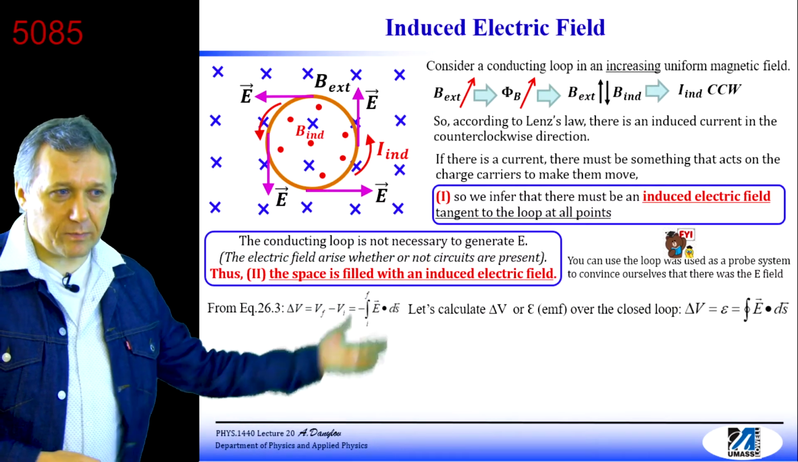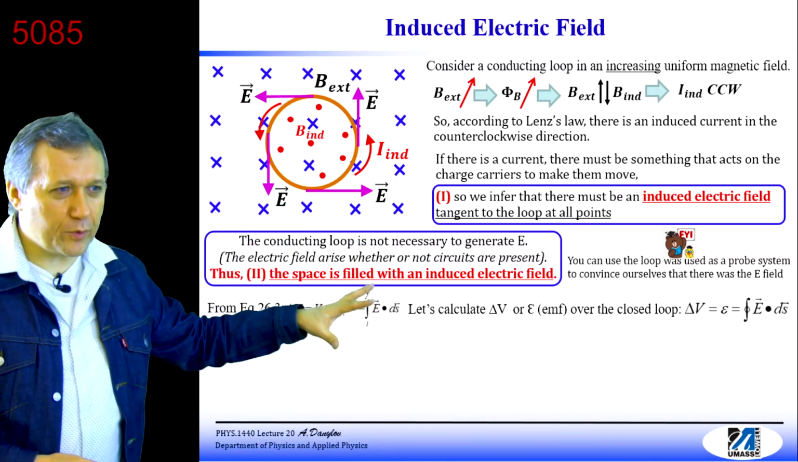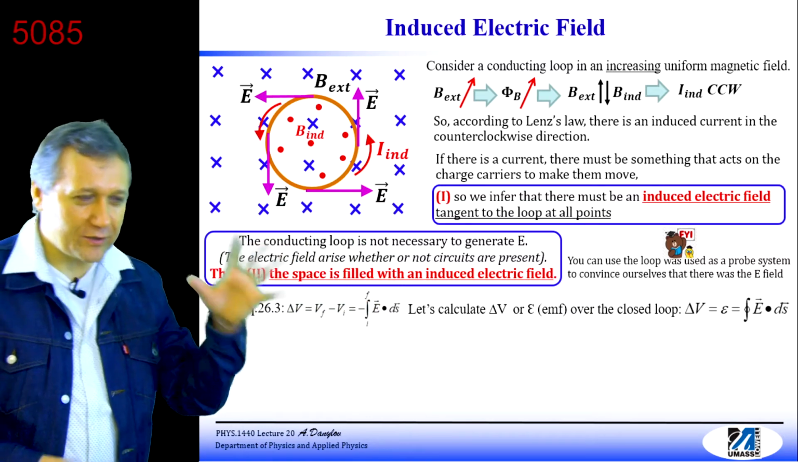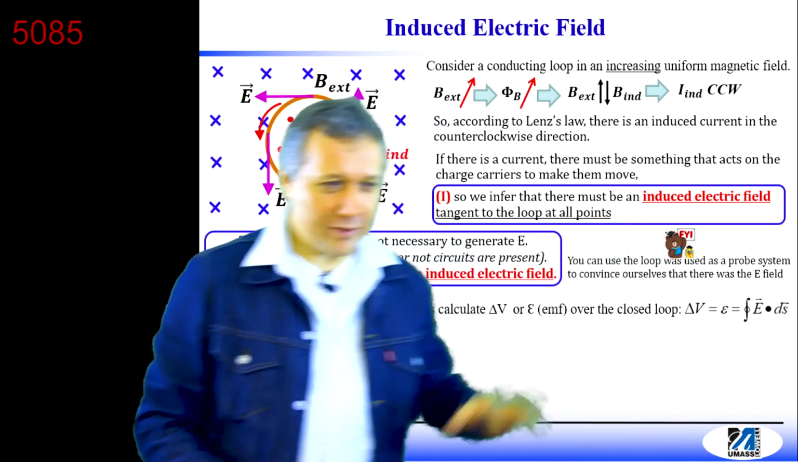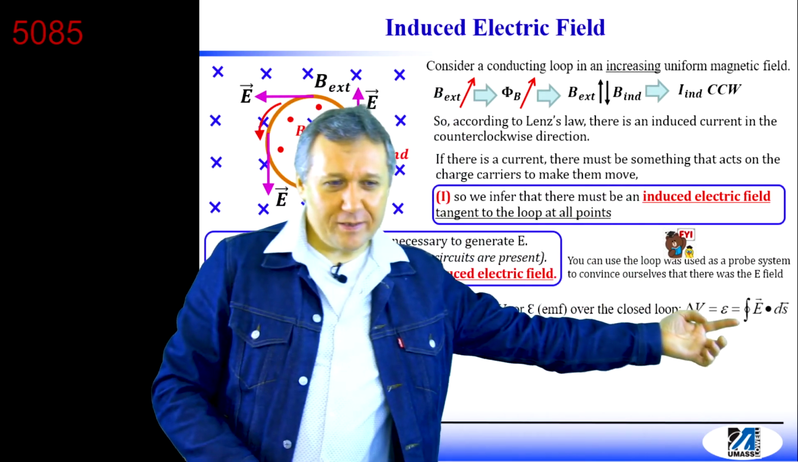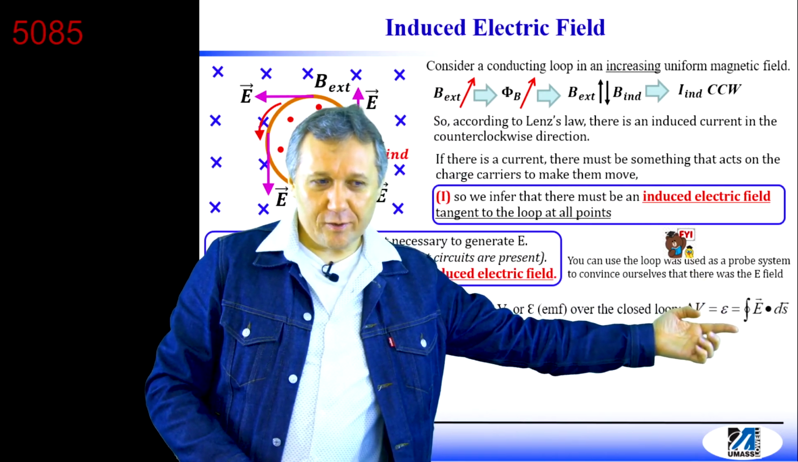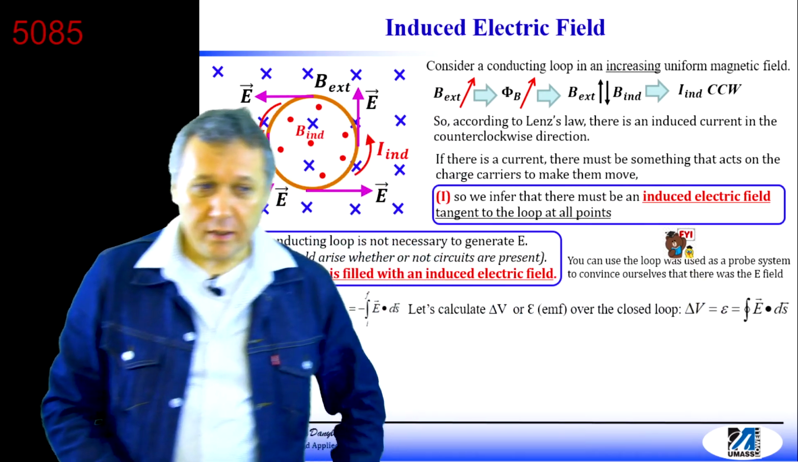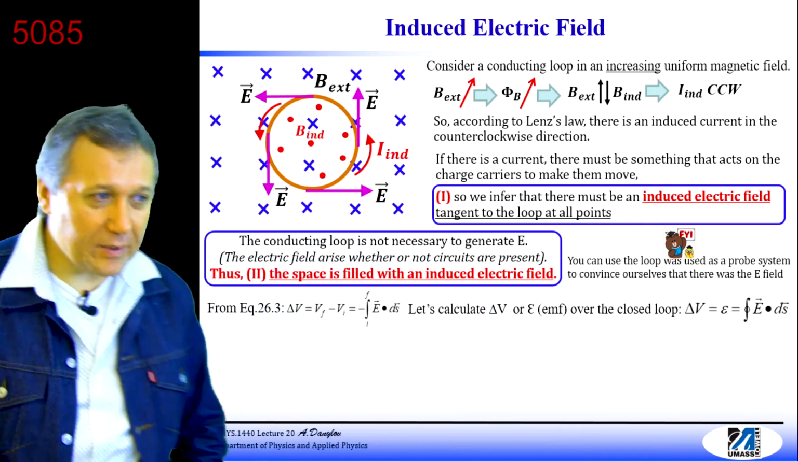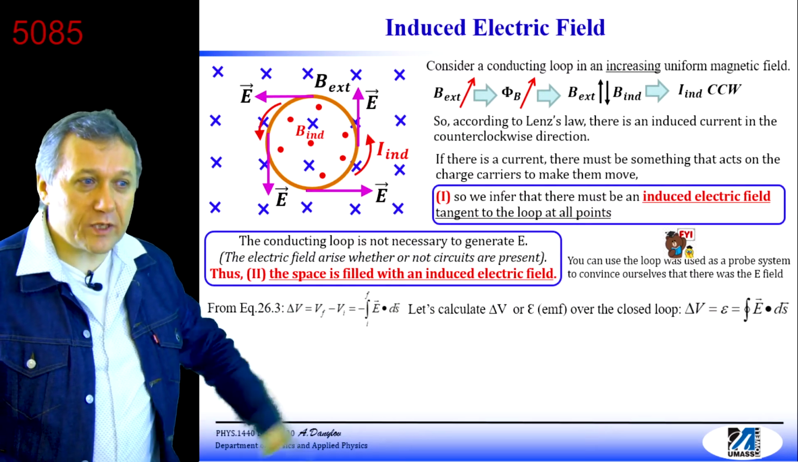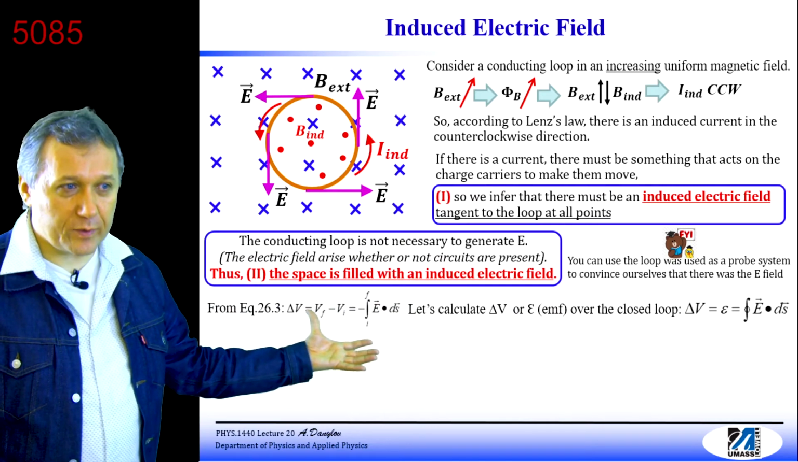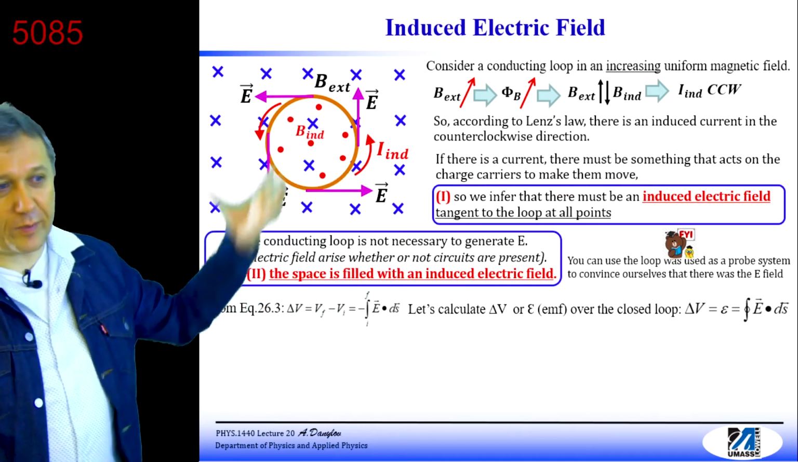Don't ask me about that minus. Forget about it. Usually books, I looked through several books, usually try to move over that minus without discussing it. So EMF equals the integral over the closed loop of E dot ds. ds is the element of the loop. So that's what we can get from applying this formula for our particular case.